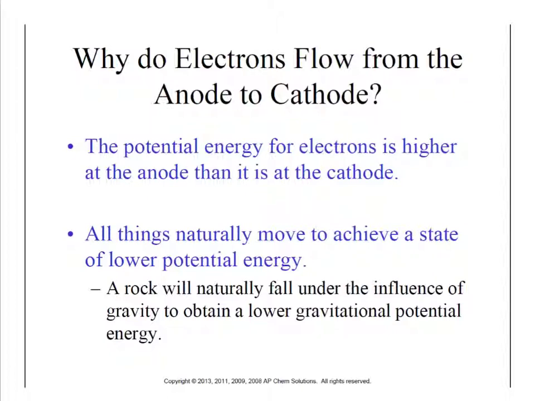And electrons are the same way. So at the anode, electrons have a high potential energy, and at the cathode, they have a low potential energy. So as a result, electrons always flow from the anode to the cathode. So from zinc to copper, or any of the other metals on the activity series. And that force that drives electrons from the anode to the cathode is what we call voltage.